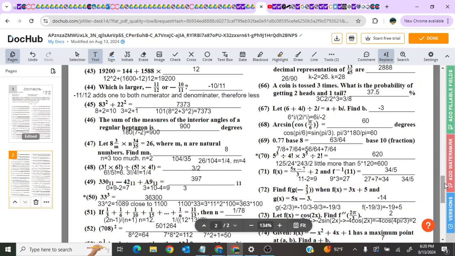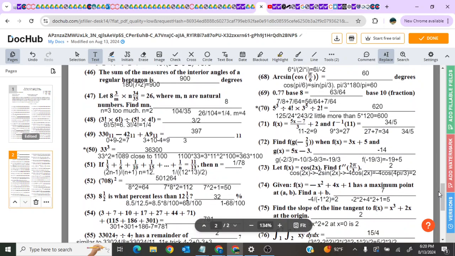50, 33 cubed is what? Well, 33 squared is 1,089, which is pretty close to 1,100. So once you have that, you can imagine it as 1,100 multiplied by 33, which is equivalent to 3 times 11 times 11 times 100. 11 squared is 121, times 3 is 363, and then times 100 is 36300.